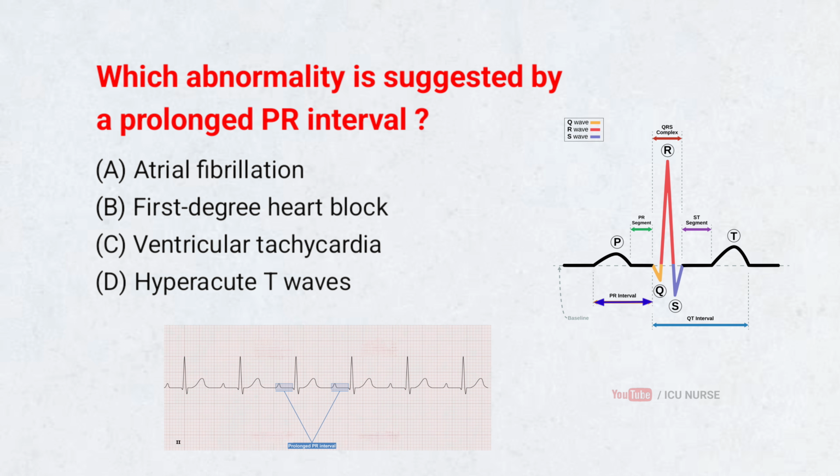Which abnormality is suggested by a prolonged PR interval? A. Atrial fibrillation. B. First degree heart block. C. Ventricular tachycardia. D. Hyperacute T waves. Correct answer B. First degree heart block. A prolonged PR interval means the electrical signal from the atria to the ventricles is delayed. The delay is characteristic of first degree AV block and is usually identified when the PR interval exceeds 0.20 seconds.